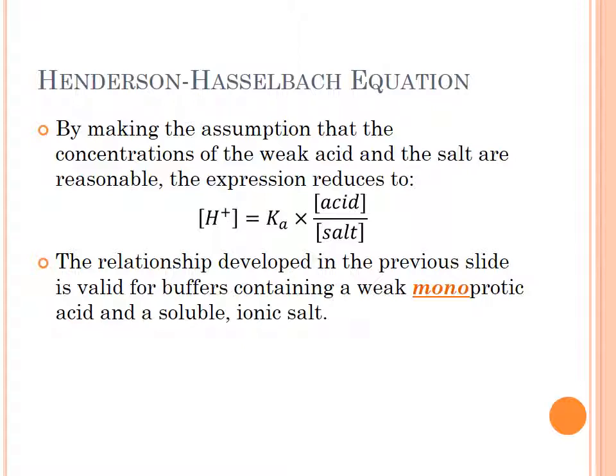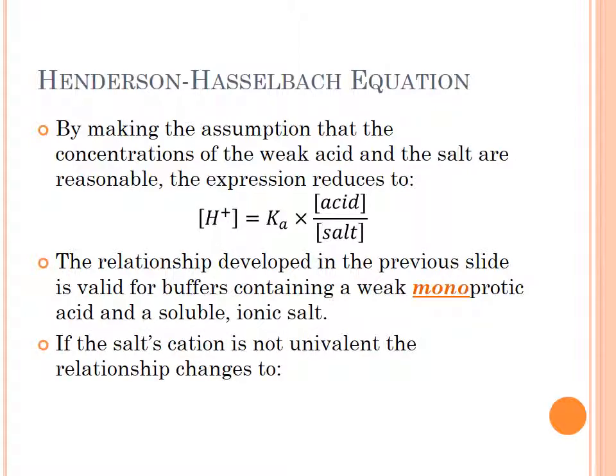So if we've got a weak monoprotic acid and a soluble ionic salt, and the salt's cation is not univalent, you could stick an n in there to account for the concentration of the anion. You just have to be careful of the stoichiometry.